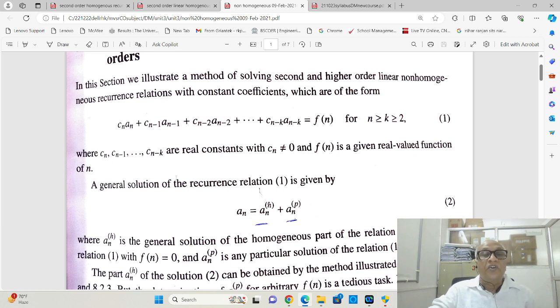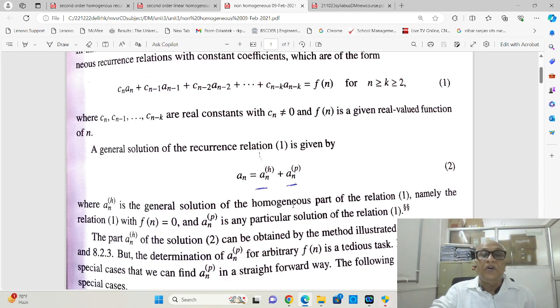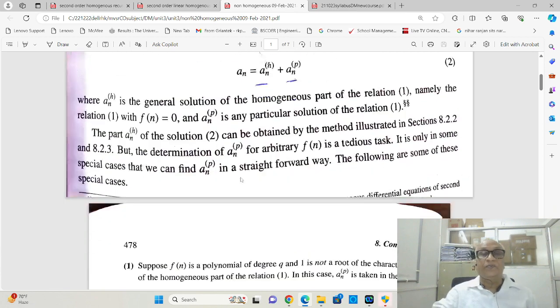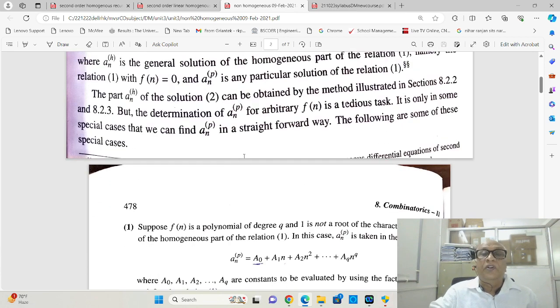The general solution for such cases will be an is equal to an h plus an p, where the first part an h is the homogeneous part of the relation and the second part an p is a particular solution of the relation. The homogeneous part will be derived from whatever we discussed in the homogeneous equations. The second part we need to discuss. Now, here there will be different cases, special cases.